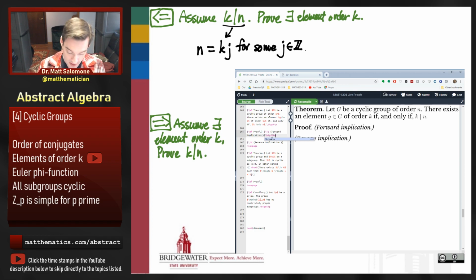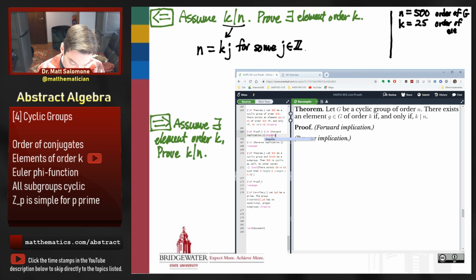So just to keep our feet planted here, the concrete example that we worked on in the beginning was where n was equal to 500, and where the element order I was looking for was 25. So order of group and order of the element. And what we ended up doing was we found our element, call it g, by dividing 500 by 25. Right? And it was because we could do that division that we could find such an element.